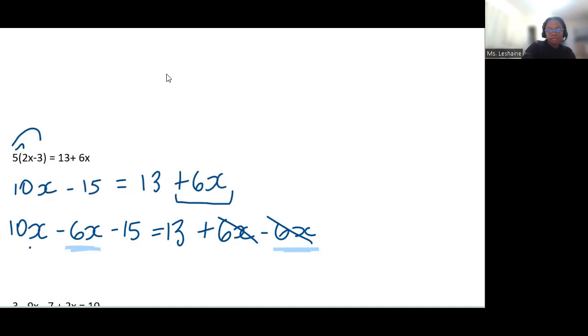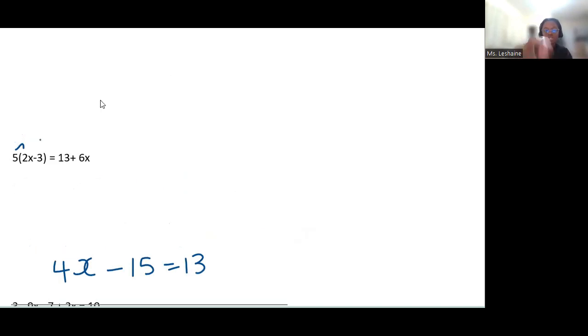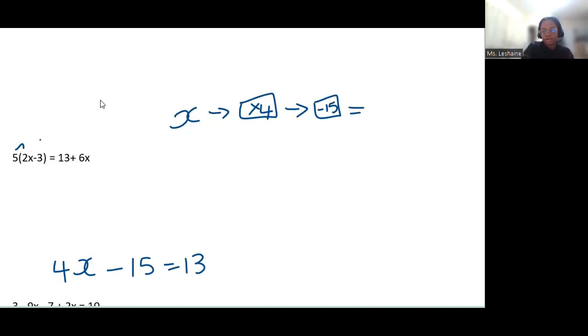Now 10x minus 6x is 4x. So 4x minus 15 is equal to 13. Now this looks like something that we can solve. 4x minus 15 is equal to 13. What is happening to my x? So I took my x, I multiplied it by 4, and then I subtracted a 15, and it gave me 13.